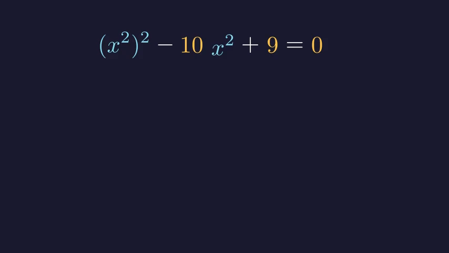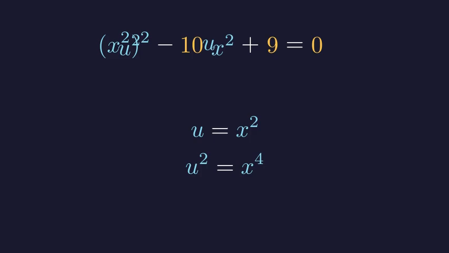We start by inventing a temporary variable, which we will call u. Let us define u as being equal to x to the power of 2. By logical extension, if we square both sides of this definition, u squared becomes equal to x to the power of 4. Now, watch as we physically swap these terms into our original equation.